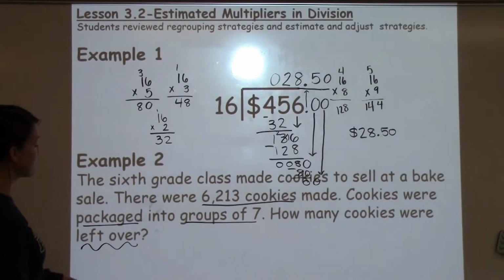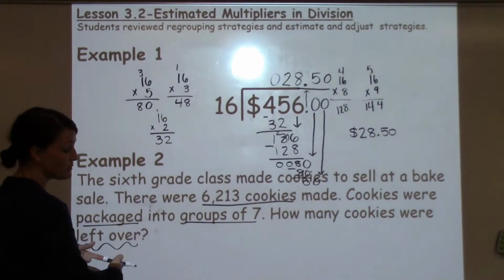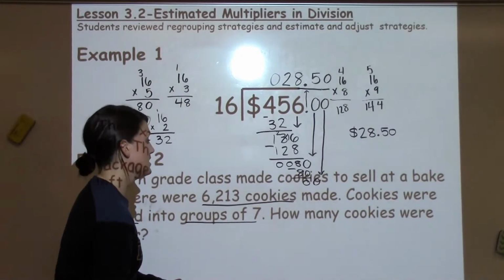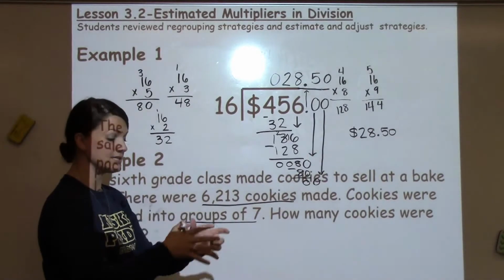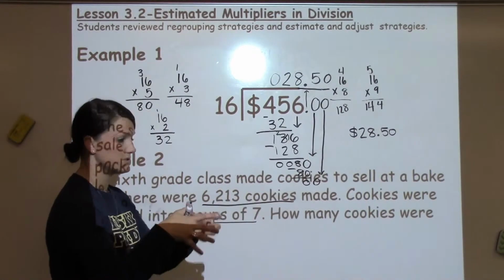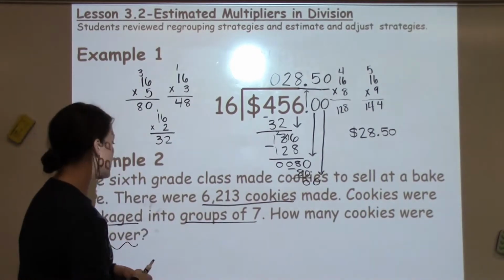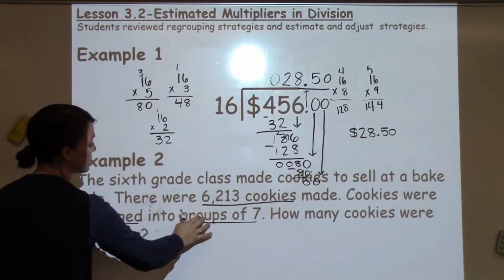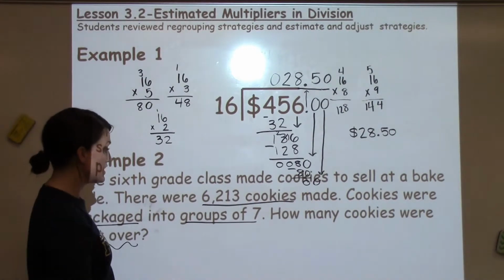So this is a division problem because they were packaged or placed in groups of 7. So I have all my 1,000 cookies. I take 7, put them in a package. Take another 7, put them in a package. We talk to kids about when we see the word groups, we know that that means division.